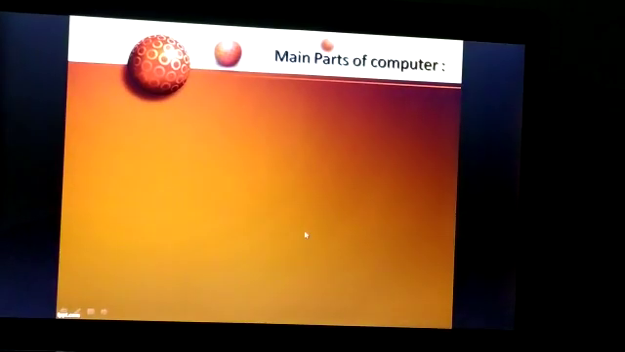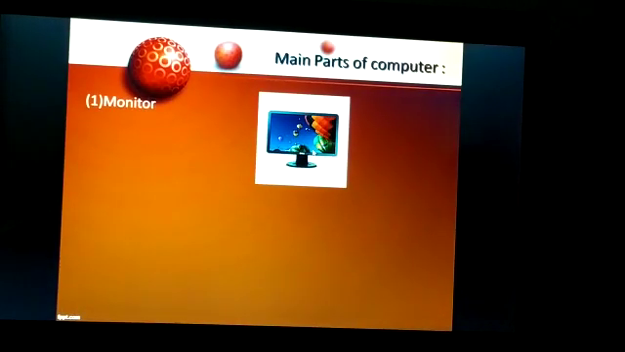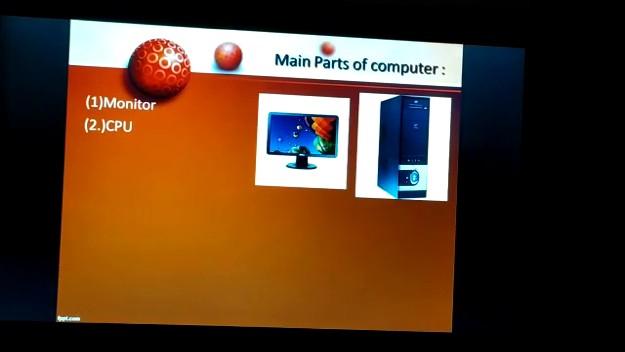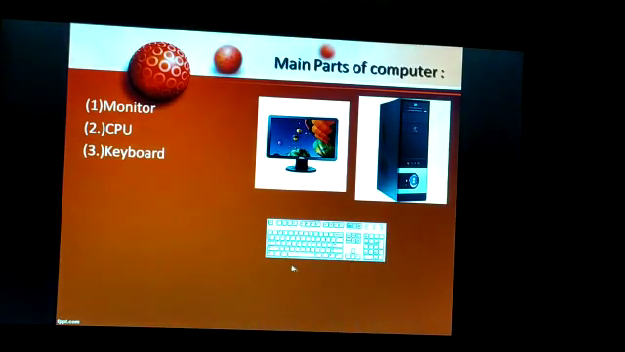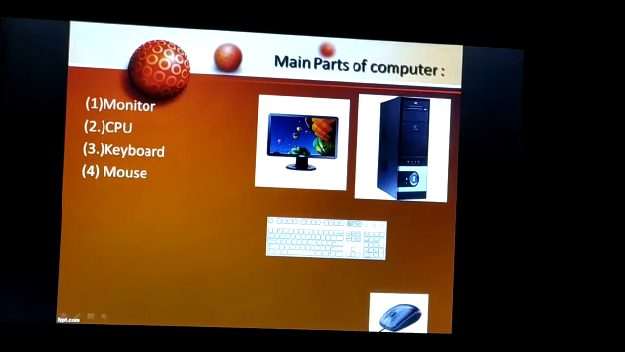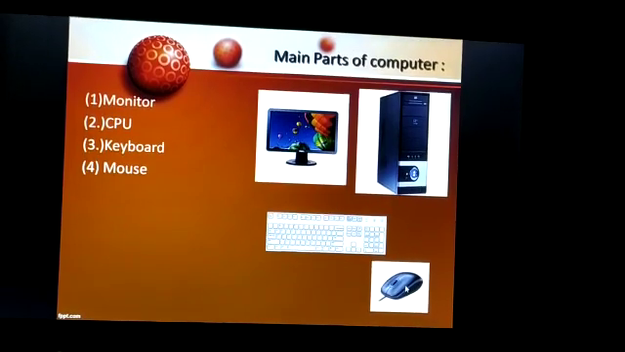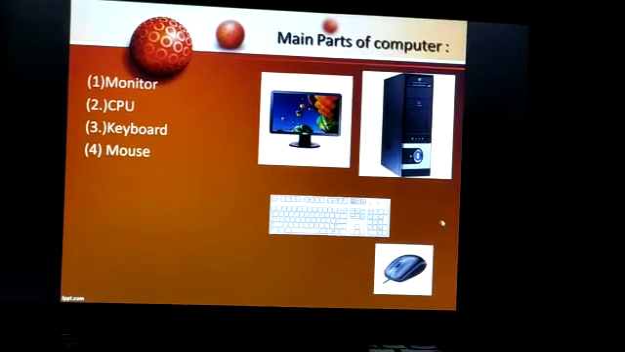Now, main parts of computer. First one, monitor. This is a monitor. CPU. This is a CPU. Third one, keyboard. This is a keyboard. Fourth one, mouse. This is a mouse. All these parts that make a computer system, they all work together to make the system function.